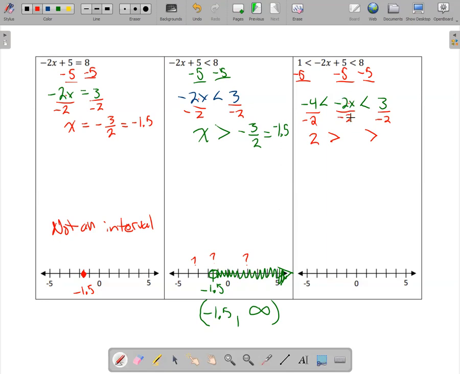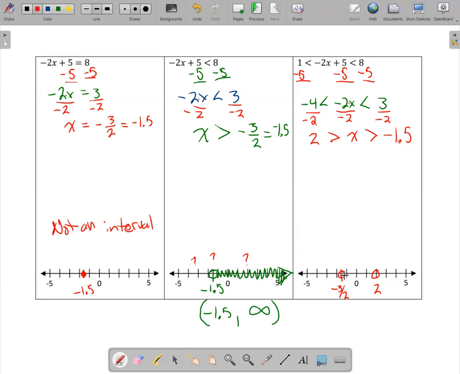Negative 2 over negative 2 is 1, x. And then this is negative 1.5. Now remember I said with double inequalities, you've got to read from the variable. So this says x is less than 2 and x is greater than negative 1.5. Those numbers are backwards, aren't they? Because when you put them on the number line, the 2 is over here. And the negative 1.5 is where? Negative 1, negative 2 right here. Negative 3/2 or negative 1.5.